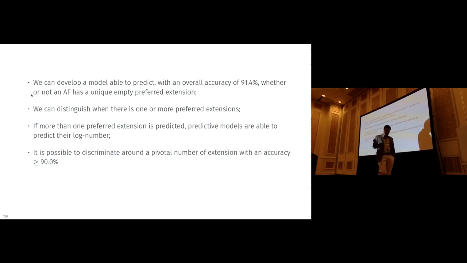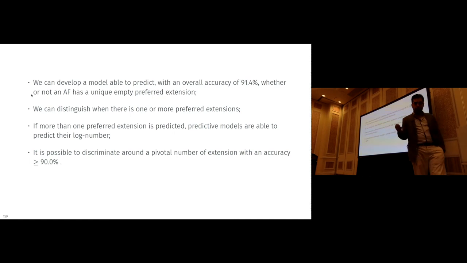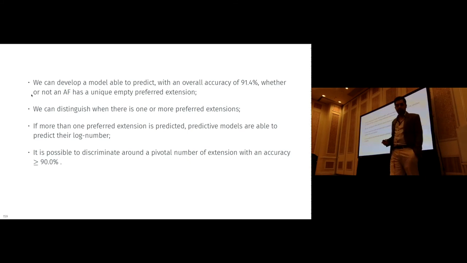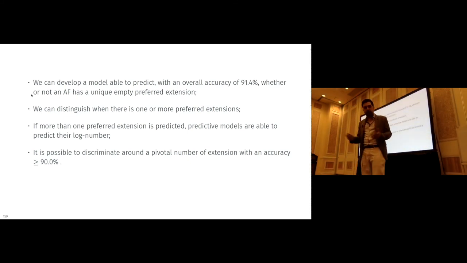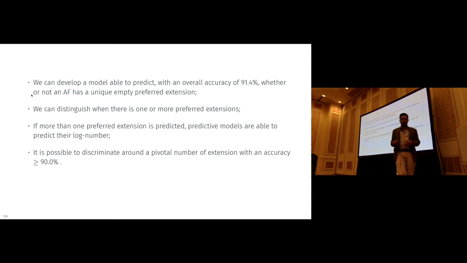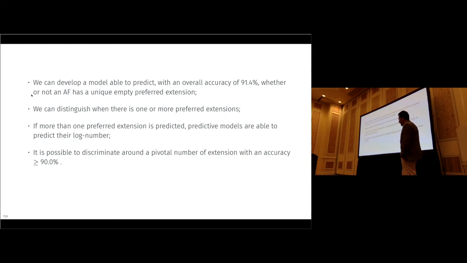However, the first results show the model can detect whether an AF has a non-empty preferred extension, which is already quite interesting as it is a quite complex problem in abstract argumentation frameworks. We can distinguish when there is one or more preferred extensions very easily, which is going to be already pretty useful in some settings. And if more than one preferred extension is predicted, we can predict decently the log number. And we can definitely discriminate around a pivotal number of extensions with pretty good accuracy using benchmarks that are coming from ICCMA 2015.